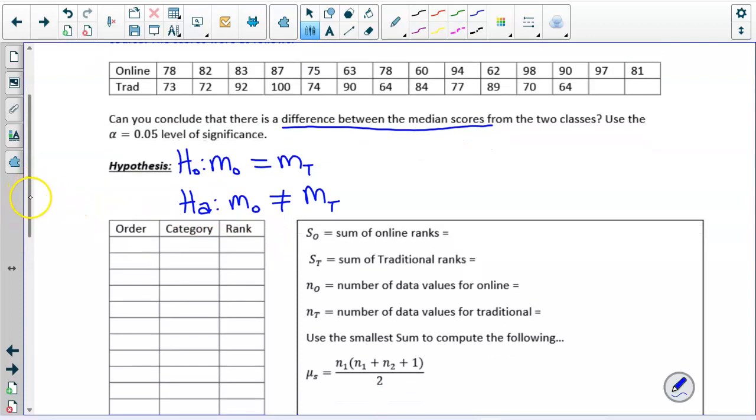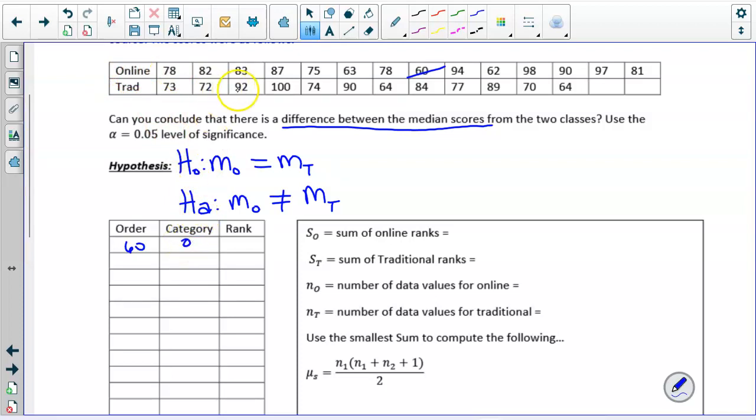All right, so the first thing we're going to do is order these, okay? So you have to put all this data together when you put them in order, okay? But you also have to tell me which category it belongs to. So I'm going to show you how to do that. So the lowest data value I see is 60. So I'm going to put a 60 right here. But then I'm also going to put that it belonged to the online category.